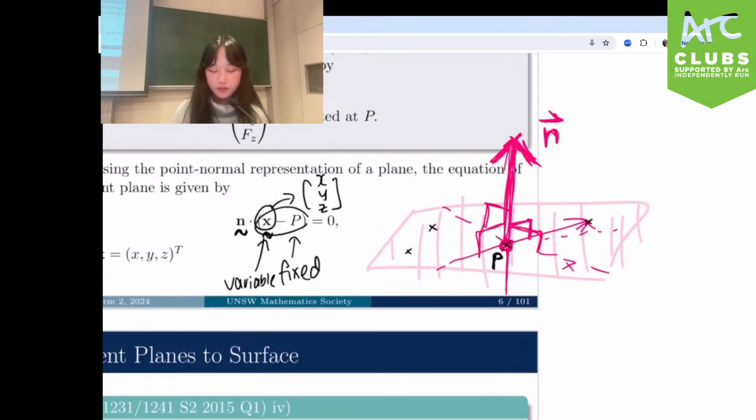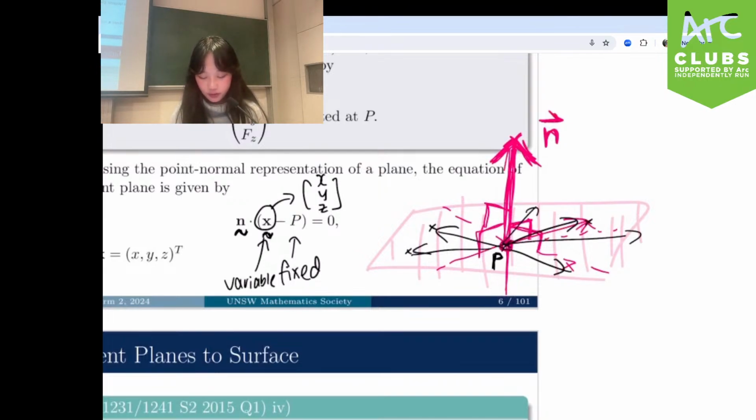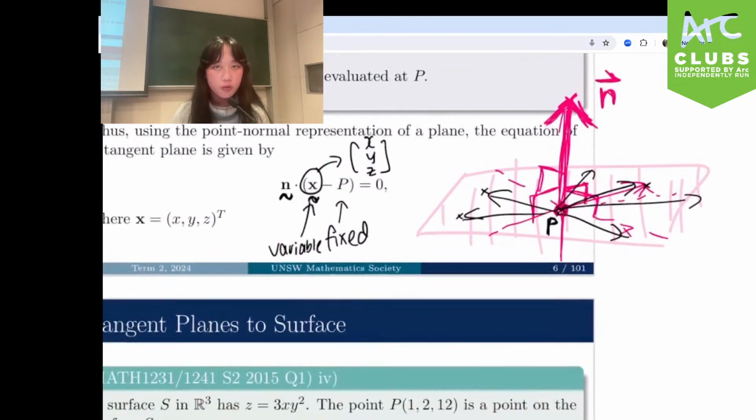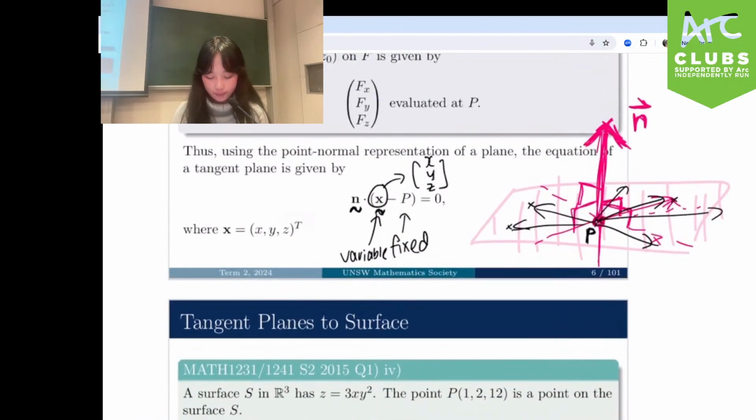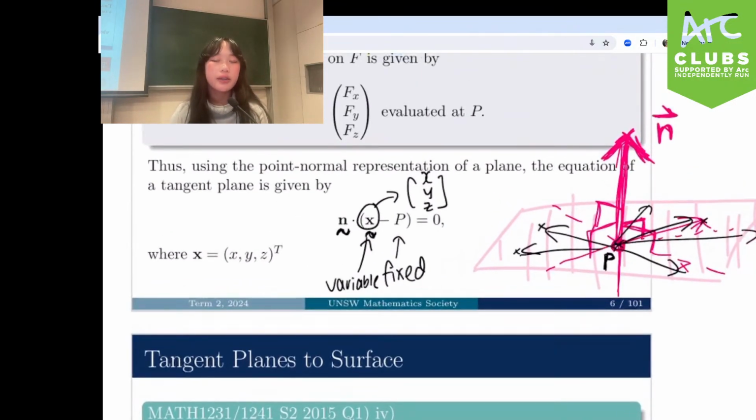So this entire vector over here represents any and all of these vectors for any x that is on this plane. It would look like this. These could all be x minus p, okay? And the normal is perpendicular to all of these, so their dot product will be 0. Given this, we can essentially find the tangent plane at any point.